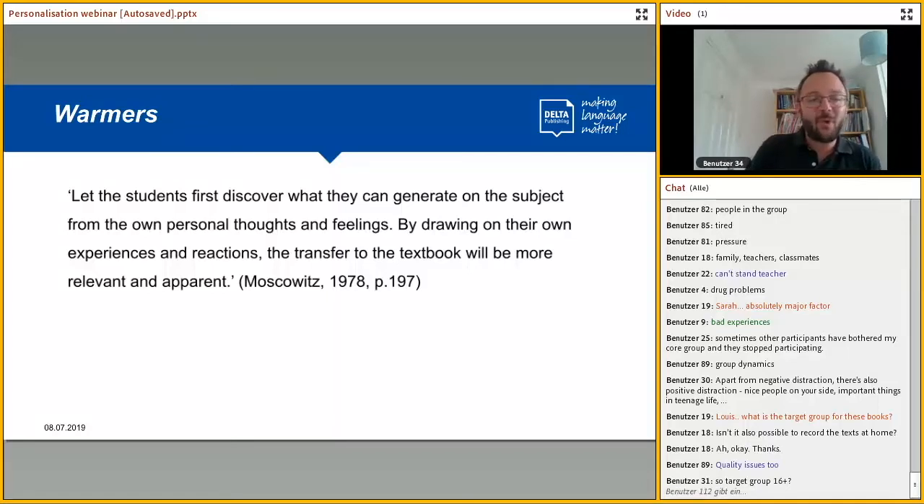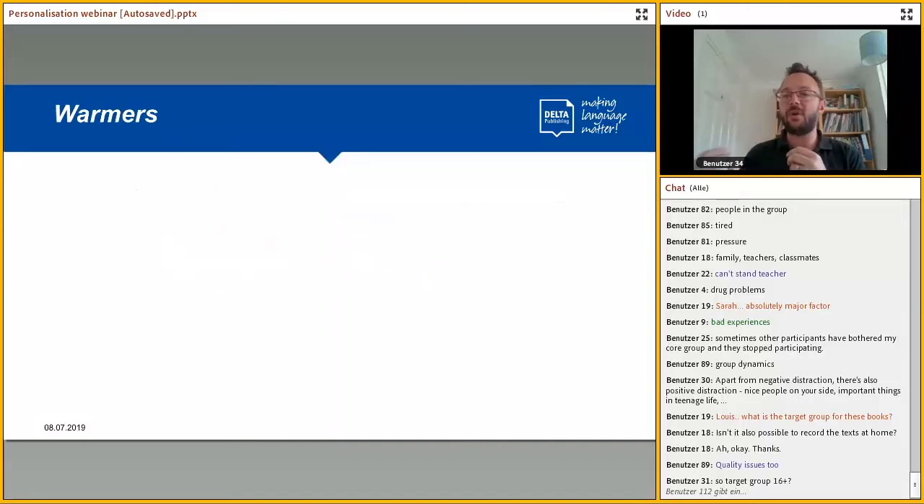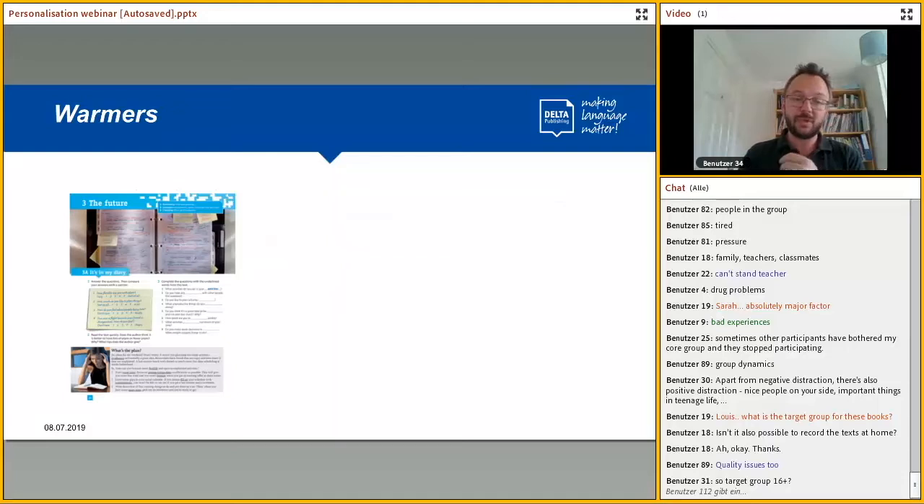This is a very old quote, but essentially is highlighting the importance of warmers, really. Trying to personalize a topic from the start. So even if the topic is a little bit abstract, I think if you can bring it into a personal focus and a personal nature from the very start, then it can make that more abstract topic feel more personalized by them bringing their own knowledge or their own experience to that topic.